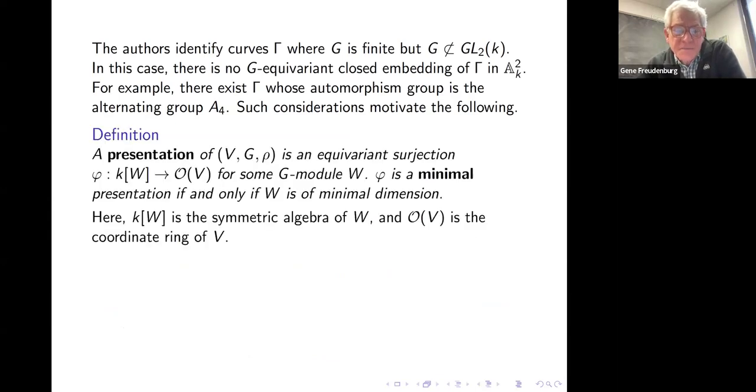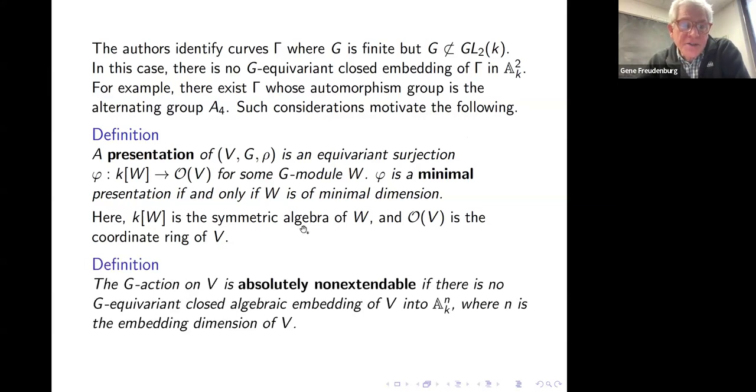I say a presentation of our affine variety V with the G action, and the G action is indicated by rho, is an equivariant surjection from the symmetric algebra of the module W to the coordinate ring of our variety V for some G module W. And of course, such a thing always exists. Phi is a minimal presentation, I say, if and only if W has minimal dimension.